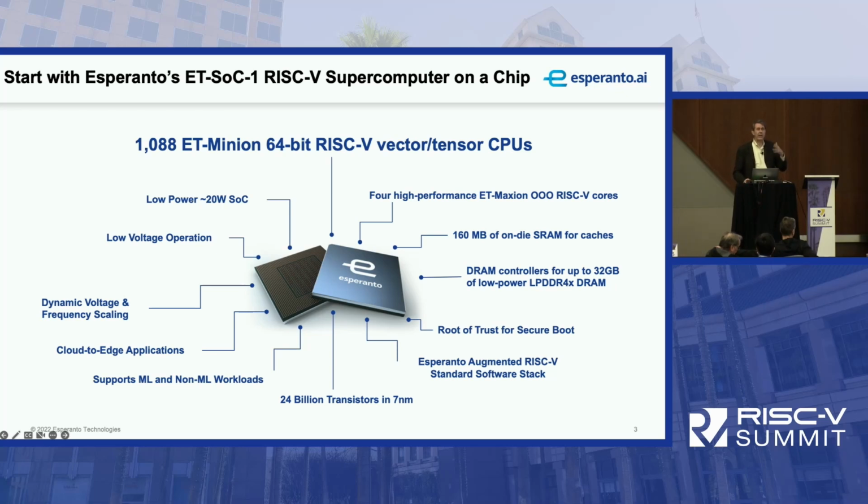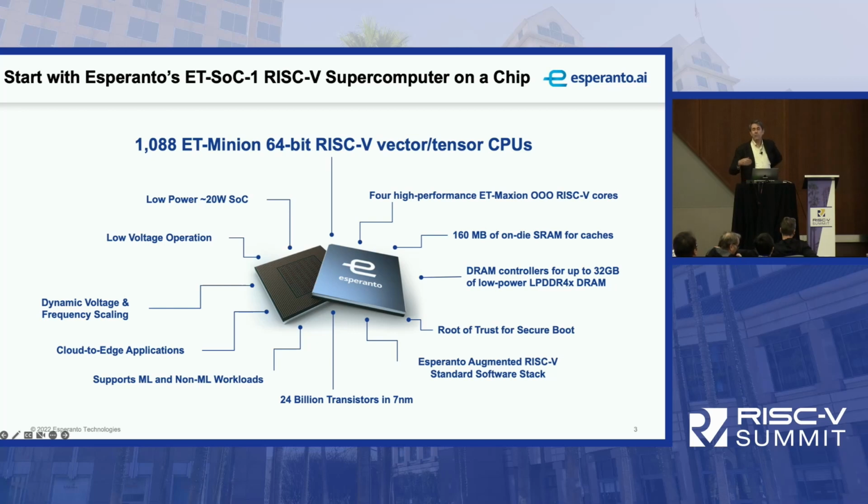Now, it's not just about getting CPUs on a chip. You actually have to think about the whole system and how it works and having multiple levels of caches. And so on die, to cut down the memory traffic and reduce the power, we have 160 megabytes of on-die SRAM. And that's for the level 2, level 3 caches, and also for scratchpad.